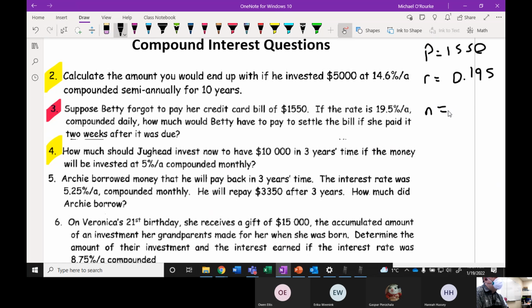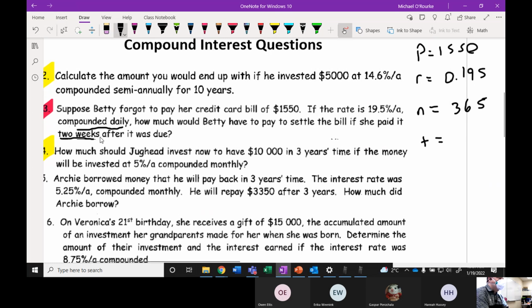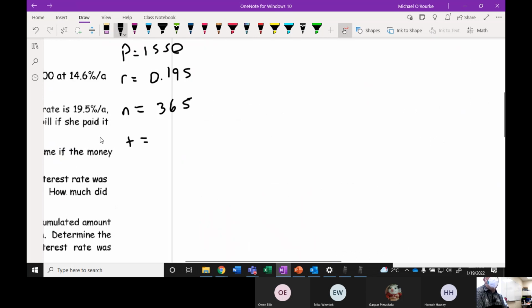What's our N? It's compounded daily. How many days in the year? 365. Now this is where time is 2 weeks. Now you remember how I like time in the case of per year? What is the fraction? How do I get from 2 weeks to how much of a year? What would you do if I said 6 months out of the year? It'd be 6 divided by 12, correct? 6 months, 12 months in a year.